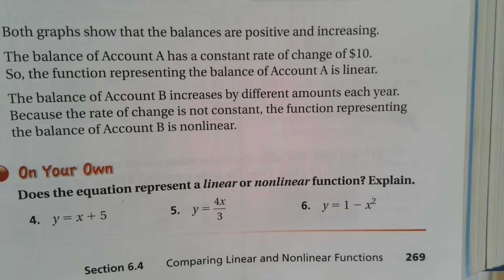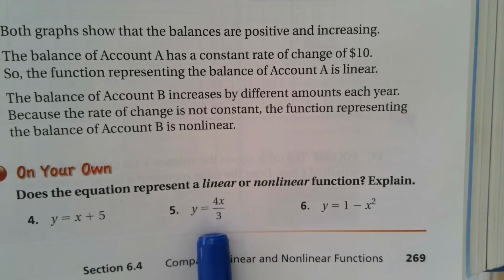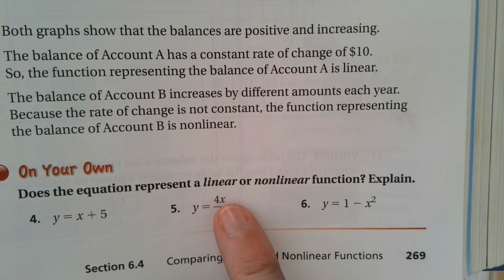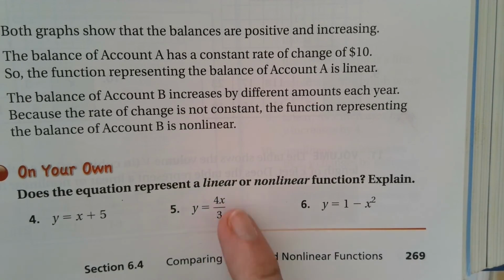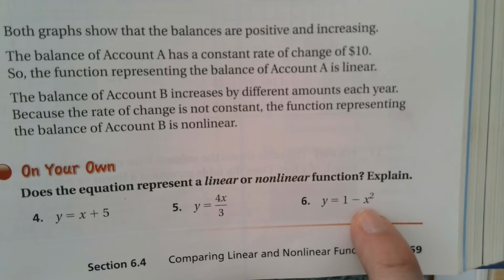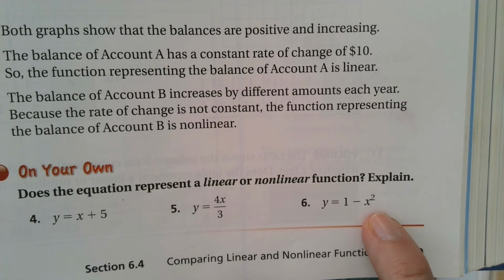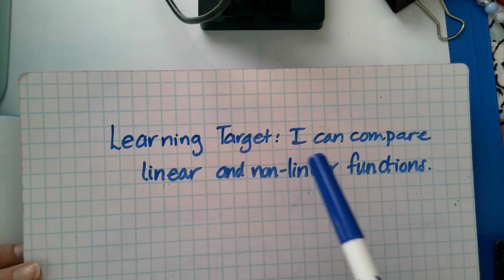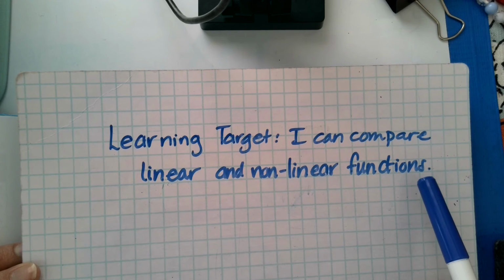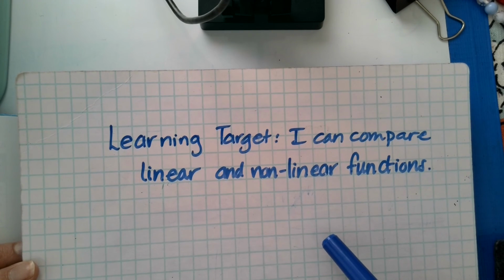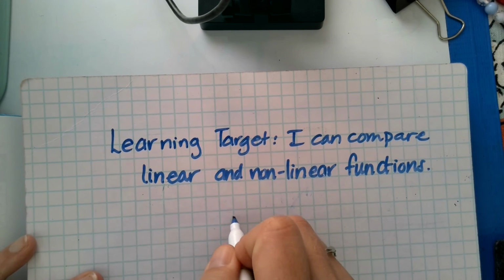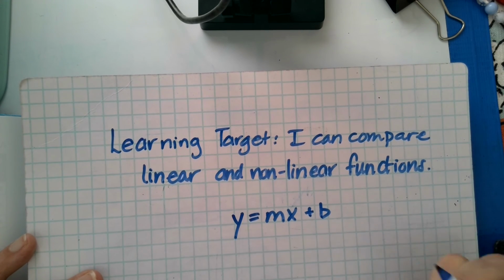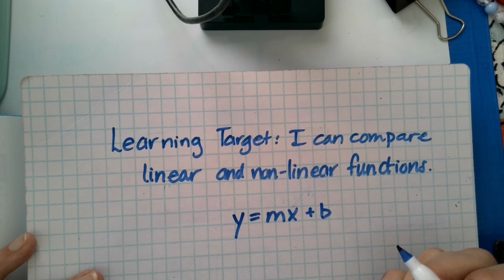I do want to give you one more hint there. See, if you look at this one, you have x in the numerator, so you could think of it as 4/3 times x. So you have a constant slope times x. That would be linear. However, if you have x squared at all in your equation, it is going to be nonlinear. So as we return to our learning target, you can compare linear and nonlinear functions. You're going to use data tables, you're going to use graphs, and you're going to use what you know about slope-intercept form to look at equations and tell whether they are linear or nonlinear too.